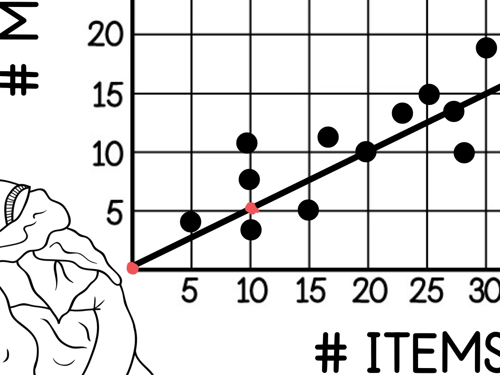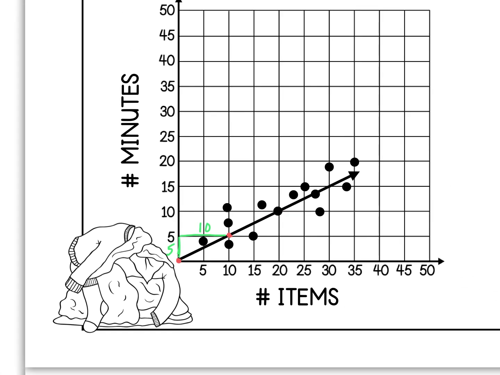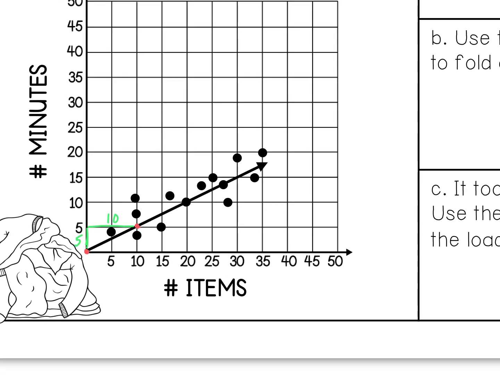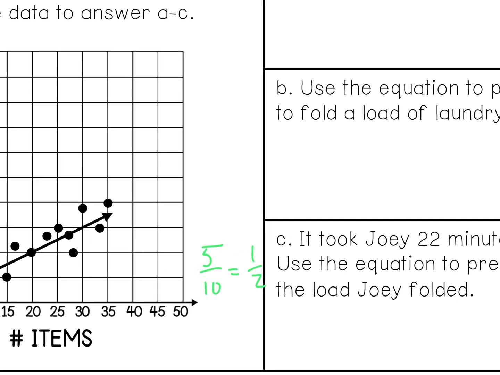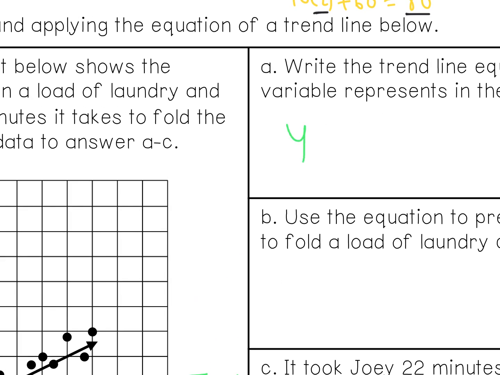Okay. What are these counting by this time? 5s, okay. So if I draw my triangle, what is my rise? What is my run? 10. Okay, so how do I write it, 5 over 10 or 10 over 5? 5 over 10. Okay, and 5 over 10 is the same thing as what? 1 over 2, or 1/2.